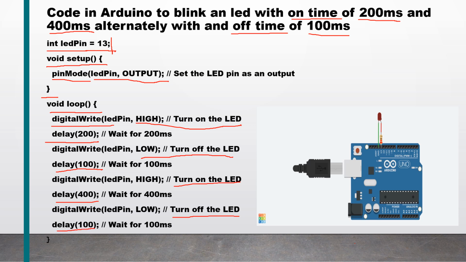As the program keeps continuing, we end the program with a closing curly bracket, and a picture representing the connection is shown here. The anode side of the LED is connected to a resistor of 220 ohms, which is connected to pin number 13, and its cathode side is connected to the ground. The connection is simple and is done as shown in the figure.